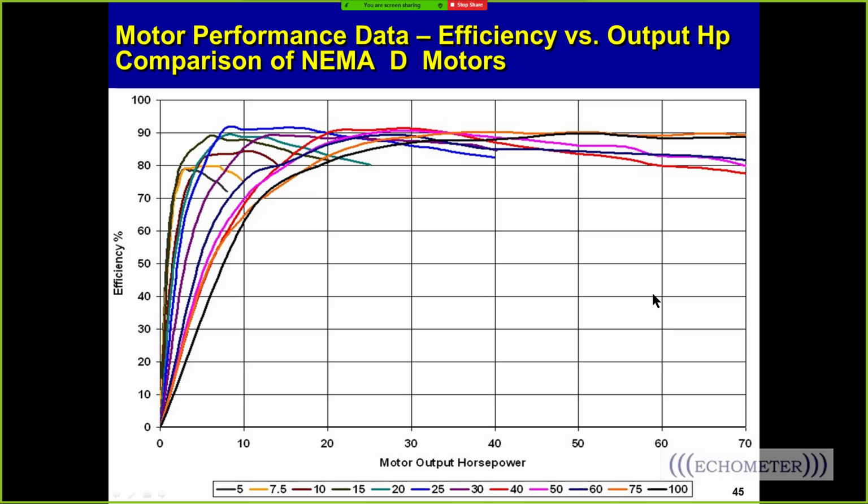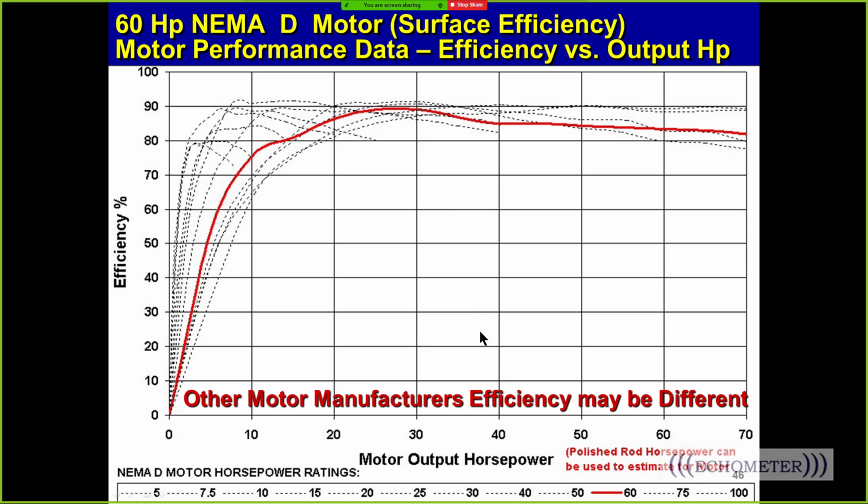Now this is the motor efficiency for NEMA D motors, and this is the motor output horsepower. And we can see here that over most of the range of the motor output horsepower, the NEMA D motors are 80 to 90% efficient. And if you look at a 60 horsepower motor, you can see that the peak efficiency is around 30 horsepower.